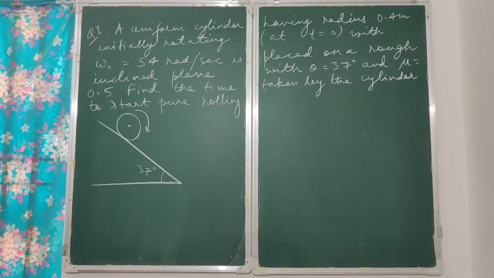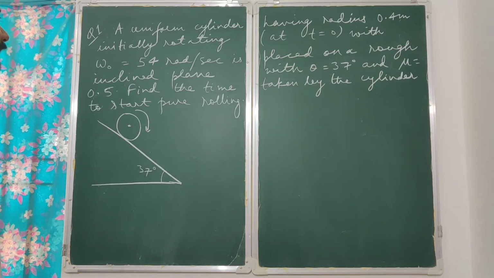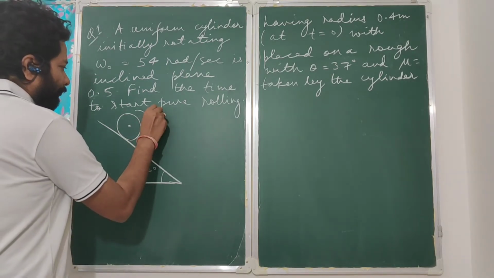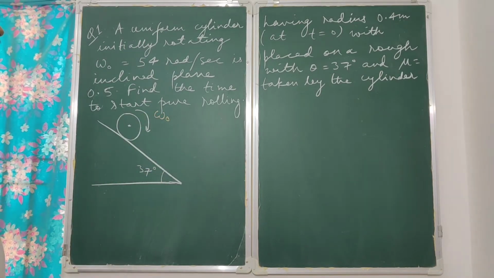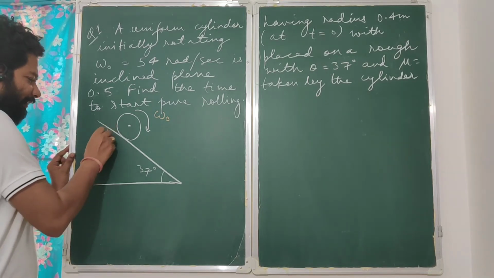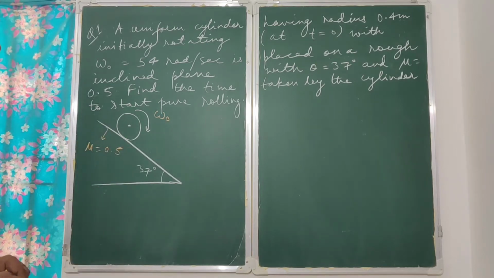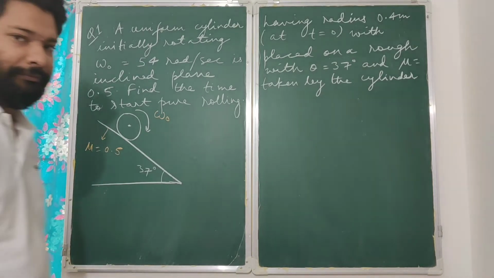The question is, there is a uniform cylinder having some radius, and it is initially rotating with some initial angular velocity omega naught. It is placed on a rough inclined plane with theta equal to 37 degrees and mu equal to 0.5, so the coefficient of friction is given as 0.5. Find the time taken by the cylinder to start pure rolling.